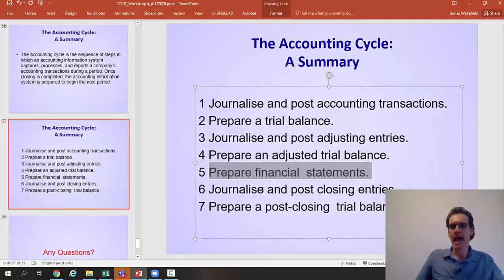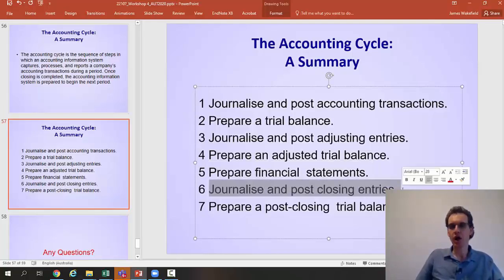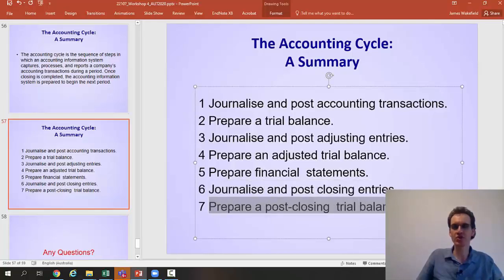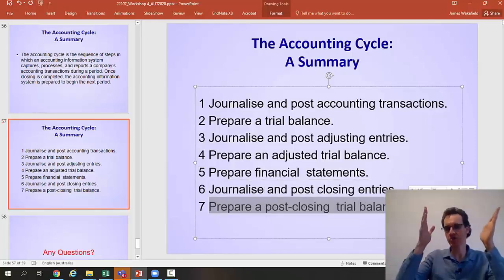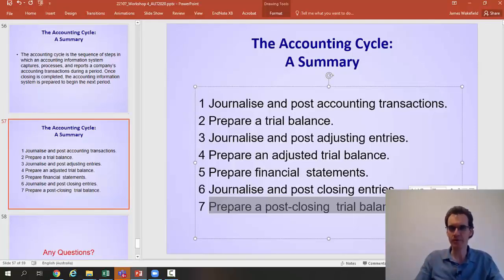After you've done that, you've basically reported on the financial performance and position for the period, so you can close all the accounts that track performance, so your revenues, your expenses, and your drawings, and you can prepare a post-closing trial balance, which essentially shows what all your assets, liabilities, and equity accounts are, and shows zero for your revenue, expenses, and drawings accounts. So again, those accounts that track performance over time.